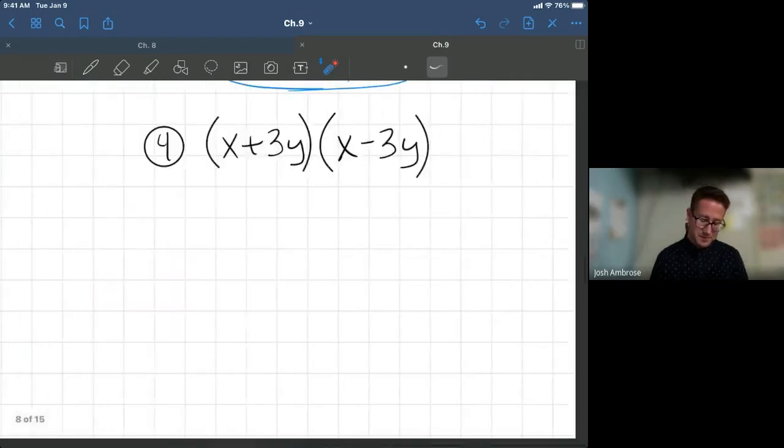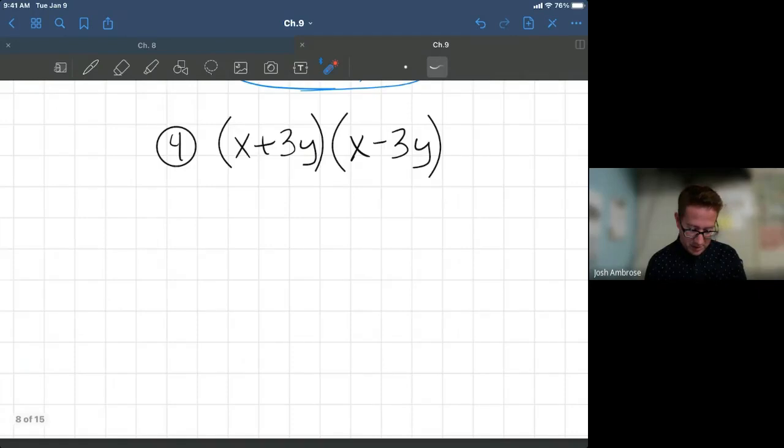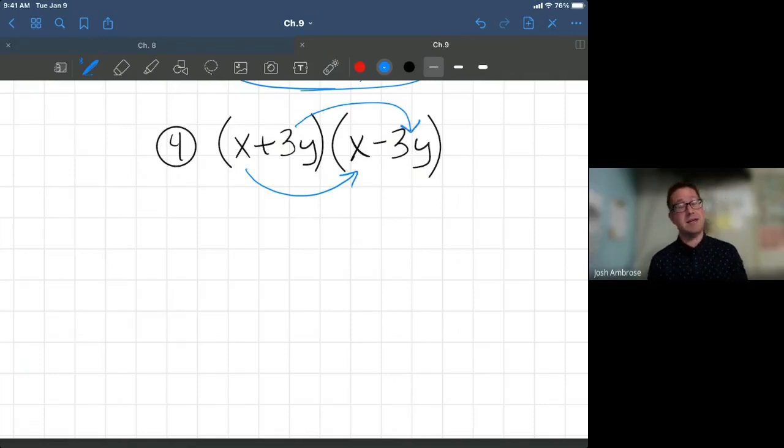All right? Last example problem, here we go. There's an x, there's another x. A 3y, there's another 3y. An opposite, positive and negative. So they meet all those parameters. Okay? Remember, first goes to first, last goes to last. And that is only the case, again, when it is a perfect opposite with the binomial.